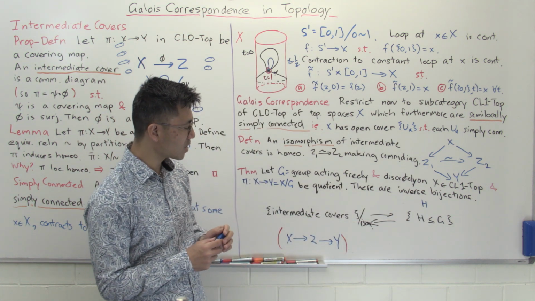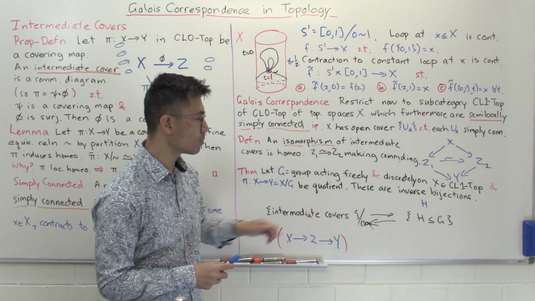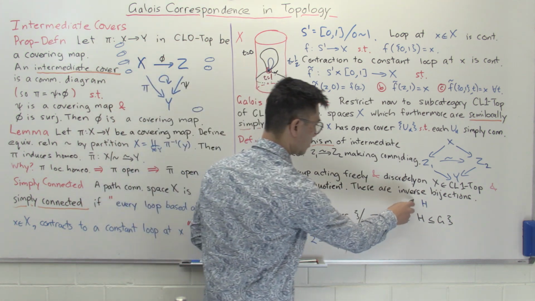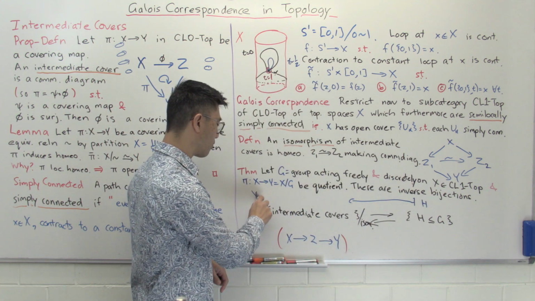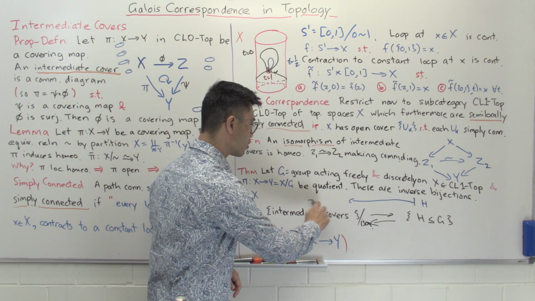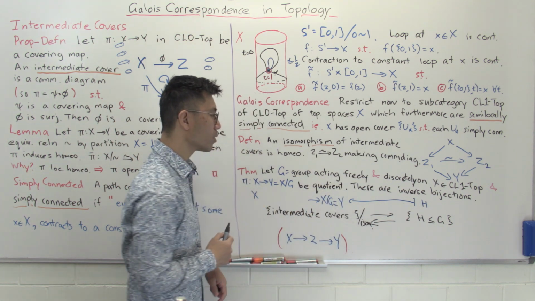Firstly, let's just see what you have here. Here I have a subgroup. Let's see what is the corresponding intermediate cover. What do I want to factorize? You have a map from X, eventually it will go to X mod G, which is Y. And I want to sandwich something in between.